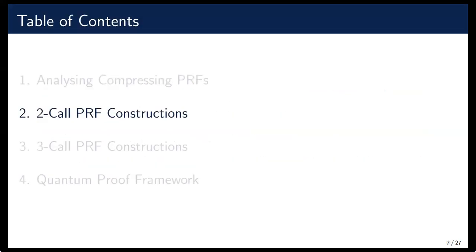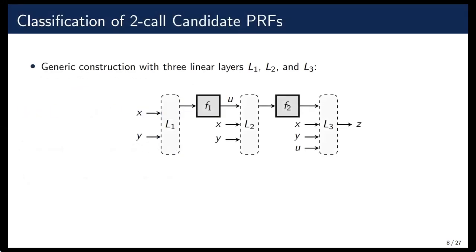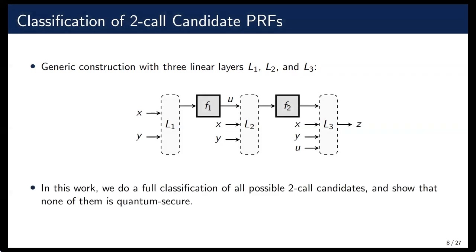So next, we classify and talk about the two-call constructions. What exactly does the two-call construction formally mean? The generic construction has three linear layers, L1, L2, and L3. And between them, we have two calls, F1 and F2. In this work, we do a full classification of all the possible candidates and show that none of them is secure.